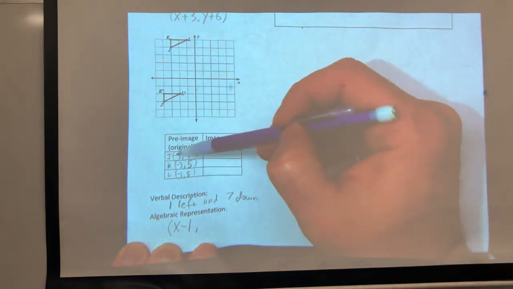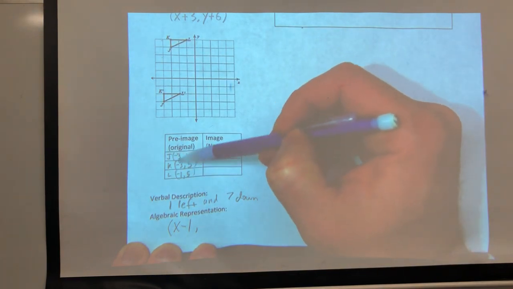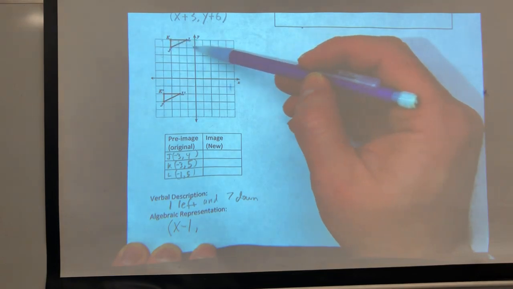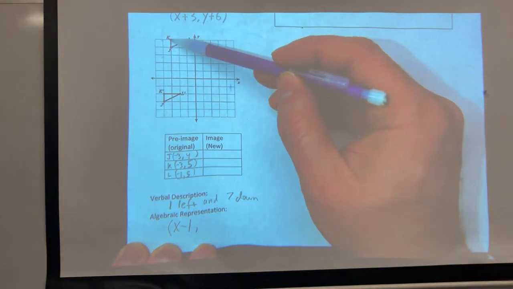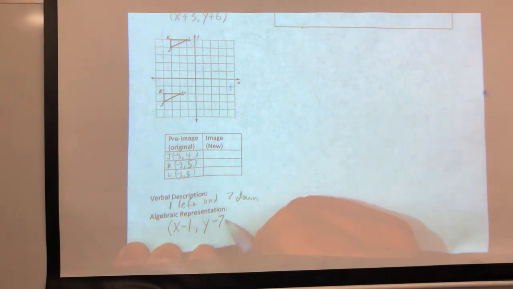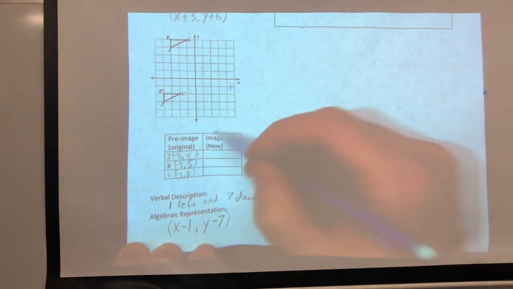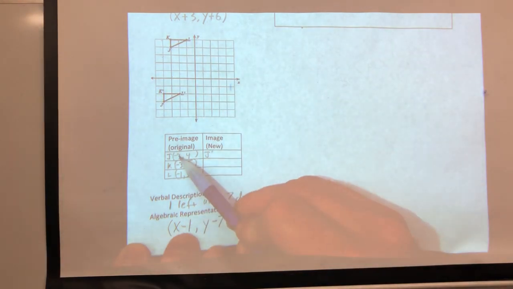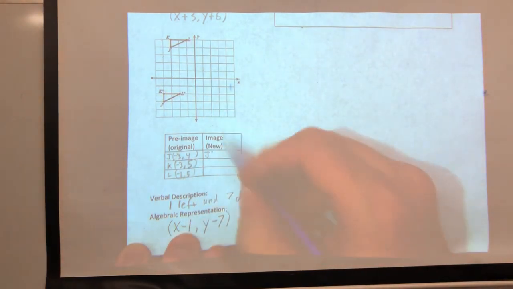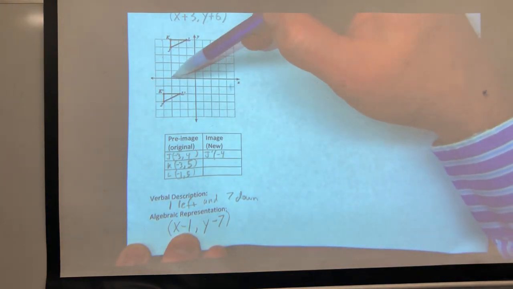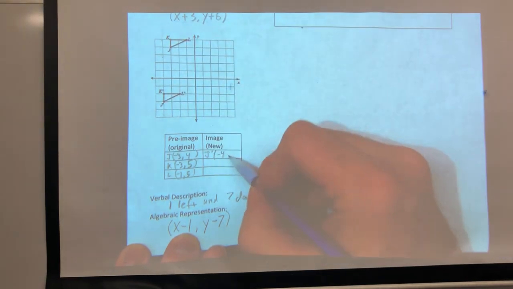So, like I said, let me correct those x-coordinates. The original position of J is negative 3, 4, and K is negative 3, 5. So x minus 1 is 1 to the left, and y minus 7 is 7 down. For J prime, if I take the original x and subtract 1, negative 3 minus 1 should be negative 4. Now let's check. J prime, 1, 2, 3, 4 to the left, yep, negative 4, good.